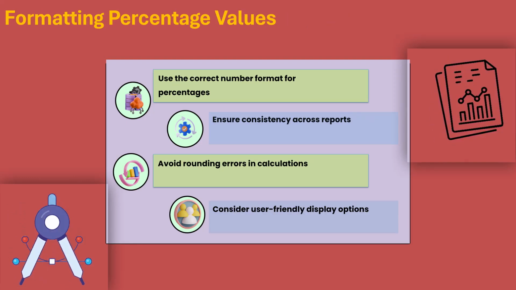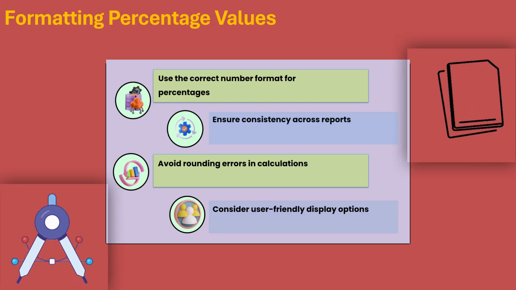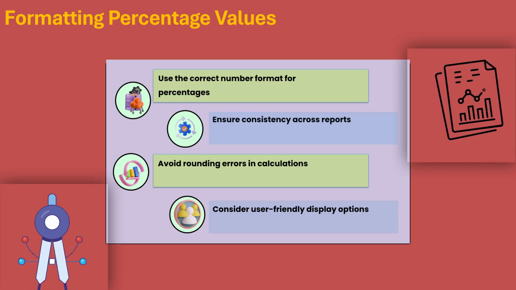We all love percentages until they start misbehaving. Getting the format right is key. First, apply proper number formatting so your data makes sense at a glance. Keep consistency across reports to maintain clarity. Watch out for rounding errors that distort your numbers. And finally, make sure your audience can easily interpret your data. Trust me, clear percentages mean fewer headaches.